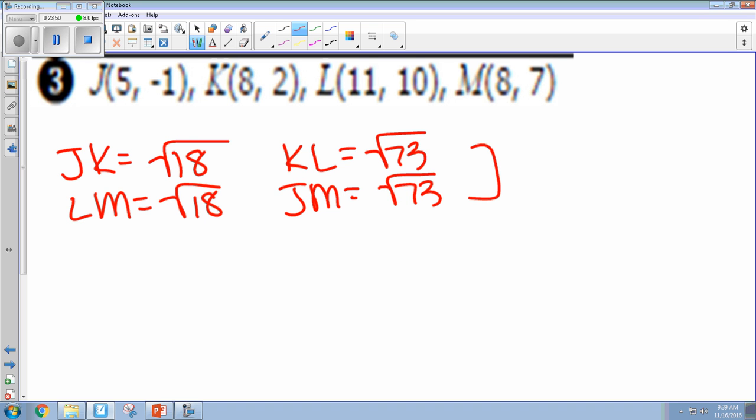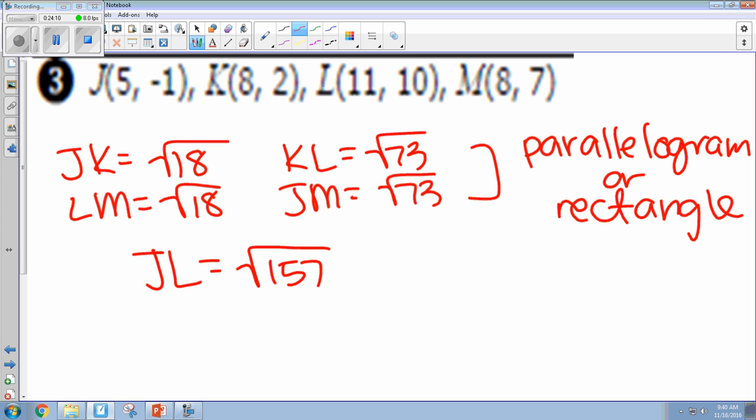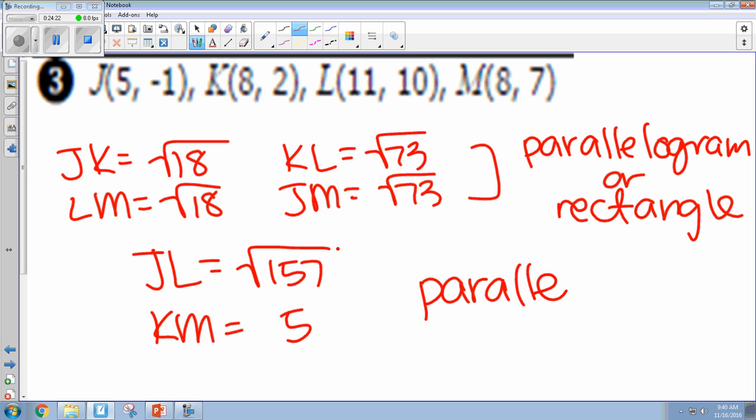What this tells you, since your opposite sides are congruent, but your adjacent sides are not, this is either, like the first one, a parallelogram or a rectangle. So now you have to check the diagonals. When you did JL, you should have gotten the square root of 157. And when you did KM, you should get 5. Since these are not the same, your final answer is that this is a parallelogram.